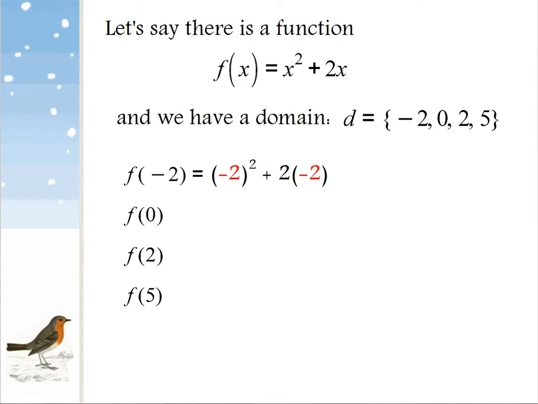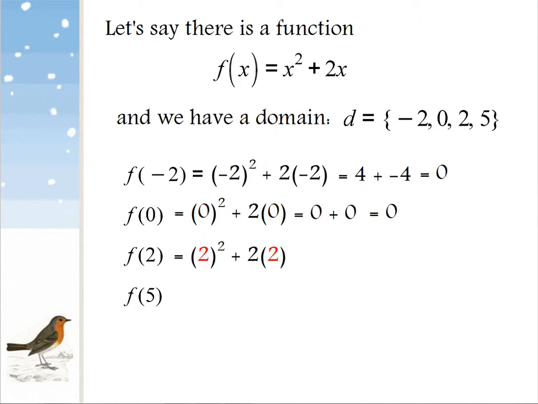I'm going to plug in a -2 everywhere I had an x. I'm going to get 4 plus -4, and that gives me 0. Next, I'm going to do the same thing, plugging in a 0 where x used to be. That's going to give me 0 plus 0, and I get an outcome of 0. Next, for f of 2, we're plugging in a 2. That's going to give us 4 plus 4, and we get an outcome of 8. And for my input of 5, that's going to give me 25 plus 10, and I'm going to get an outcome of 35.